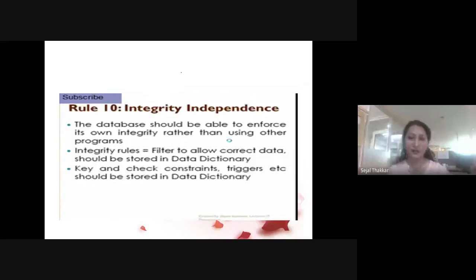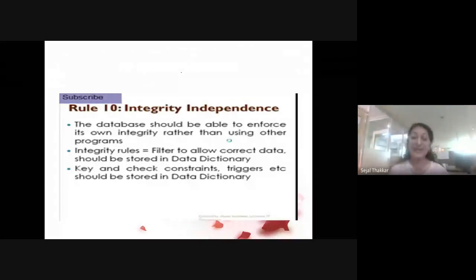Integrity independence. Data should be able to enforce its own integrity rather than relying on other programs. Integrity rules filter to allow only the correct data. They should be stored in the data dictionary: key and check constraints and triggers. Integrity means certain rules and regulations that everybody has to follow.